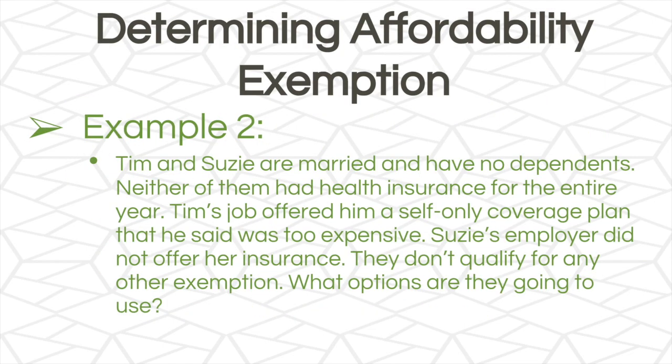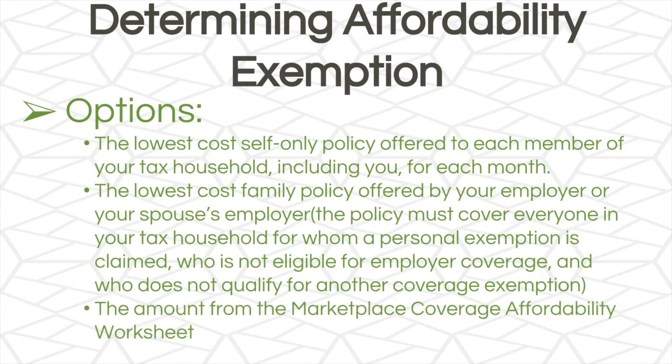Okay, so we have Tim and Susie who are married and have no dependents. Neither of them had health insurance for the entire year. Tim's job offered him a self-only coverage plan that he said was too expensive. Susie's employer did not offer her insurance at all. They don't qualify for any other exemption, so what options are they each going to use? Remember, you're going through all three options for each person individually on the return.